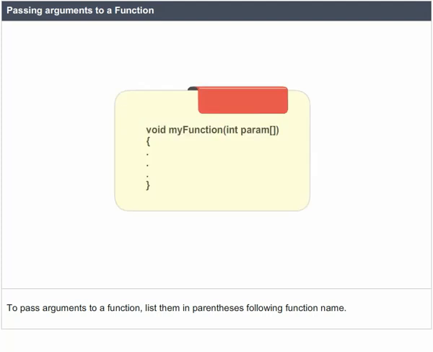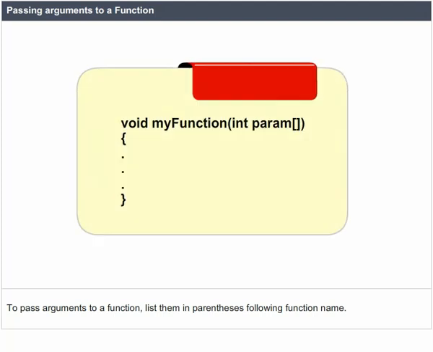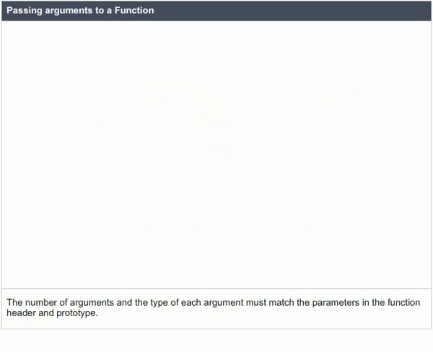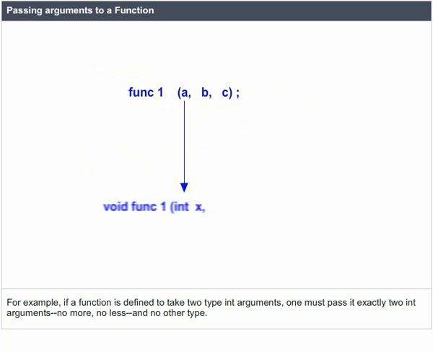Passing arguments to a function. To pass arguments to a function, list them in parentheses following the function name. The number of arguments and the type of each argument must match the parameters in the function header and prototype. For example, if a function is defined to take two type int arguments, one must pass it exactly two int arguments, no more, no less, and no other type.